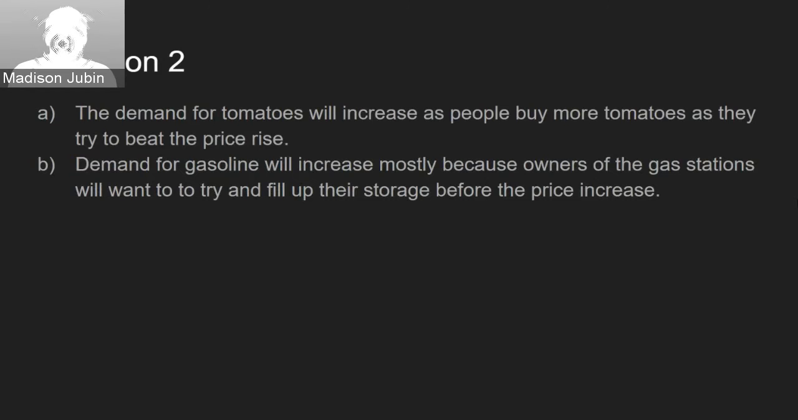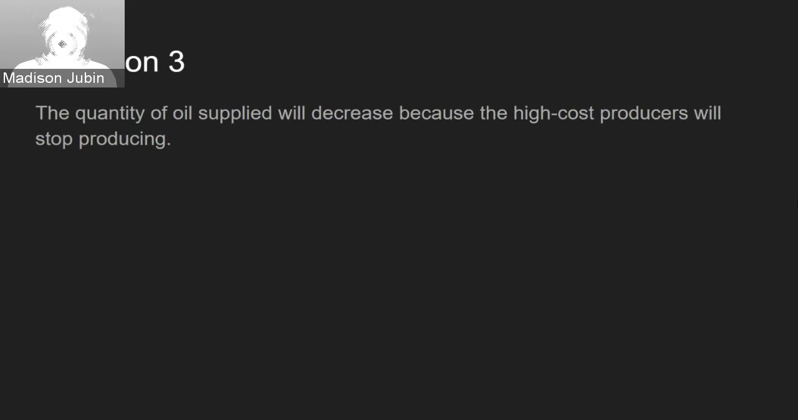Question 2A. If everyone thinks that the price of tomatoes will go up next week, then the demand for tomatoes will increase as people buy more tomatoes as they try to beat the price rise. Question 2B. If everyone thinks that the price of gasoline will go up next week, then the demand for gasoline will increase, mostly because owners of the gas stations will want to try and fill up their storage before the price increase. Question 3. Along a supply curve, if the price of oil falls, then the quantity of oil supplied will decrease because the high-cost producers will stop producing.